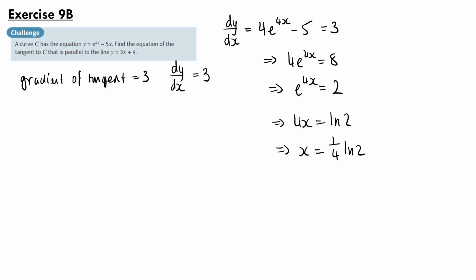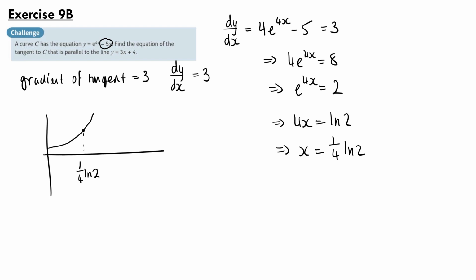So if you imagine the curve looks something like this for positive values of x, when x equals 0, y is going to be equal to e to the 0, take away 0, so just 1, and then we're going to be increasing exponentially. Even though we have this minus 5x term, e to the power of 4x is going to grow much, much faster than 5x, so overall it's going to have the same sort of shape as an exponential graph. Okay, let's say this is the point here with x coordinate 1/4 ln 2.